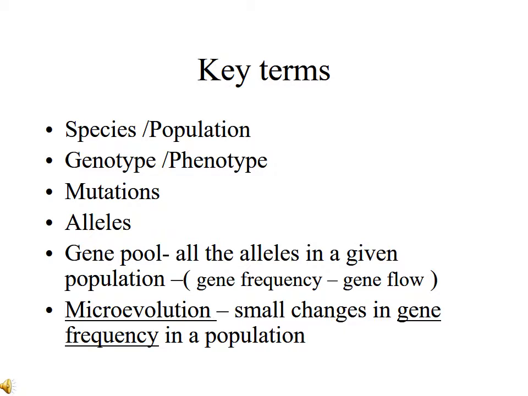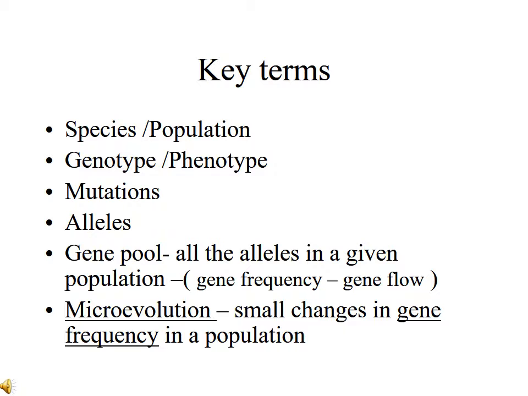Species, we all know that species are organisms that can mate. Populations are basically a group of organisms that live in a given environment. The genotype, of course, is the genetic components of a given organism. The phenotype is the expression of the genetics. Mutations take place within the DNA itself. Alleles we refer to as DNA pieces that make up genes.